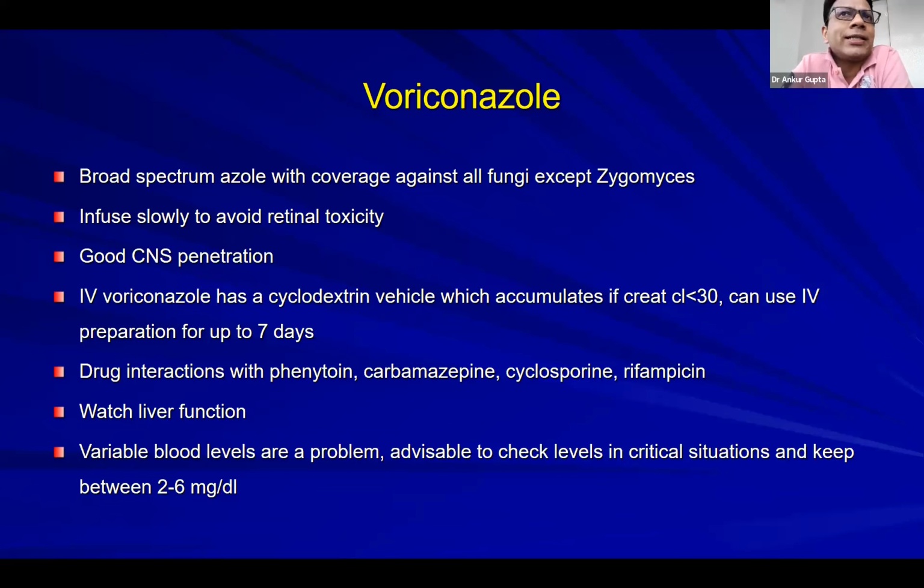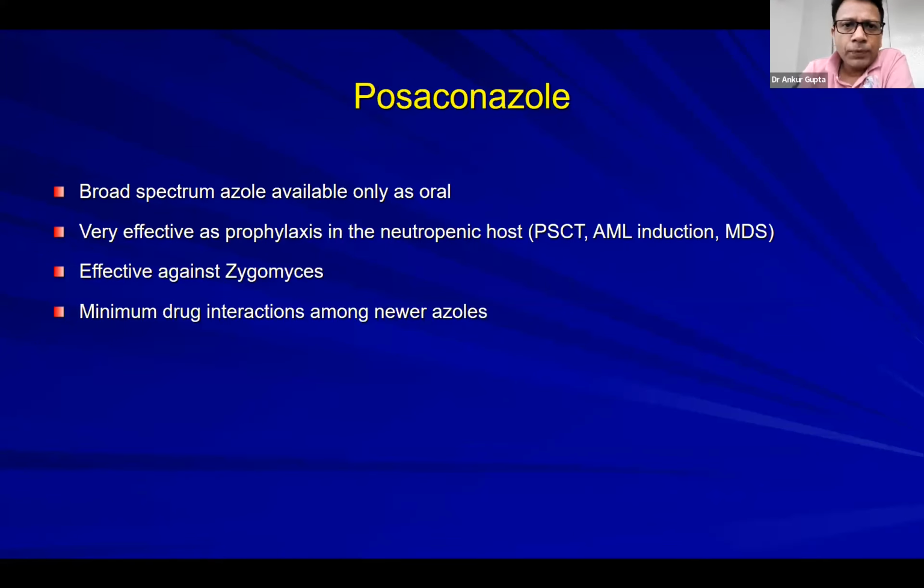IV voriconazole is nephrotoxic because of a cyclodextrin molecule in that. It has a lot of drug interactions with the anti-TB drugs, and you can see with the carbamazepine and cyclosporin. You have to take a look at the liver functions when you use them. And many people say if you can check the blood levels, it is advisable to check the blood levels of voriconazole if you are using it in sick patients with aspergillosis. Okay, so that's voriconazole for you.